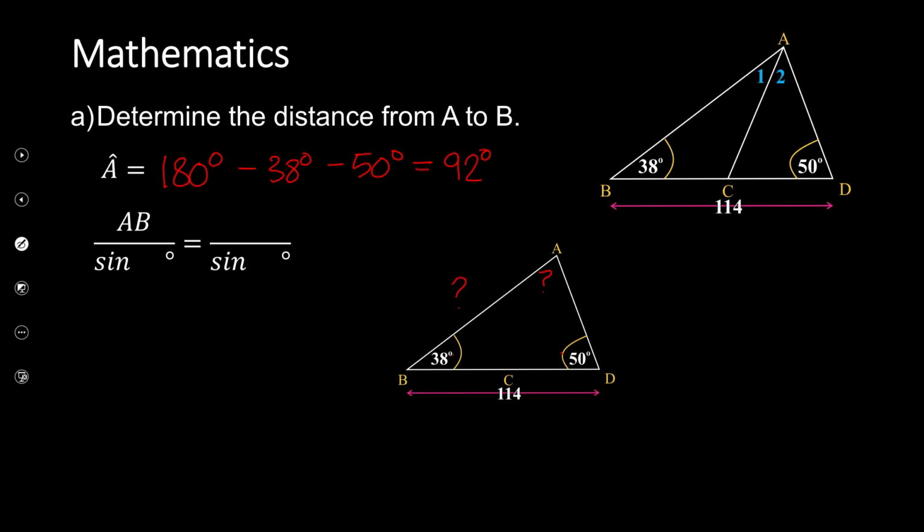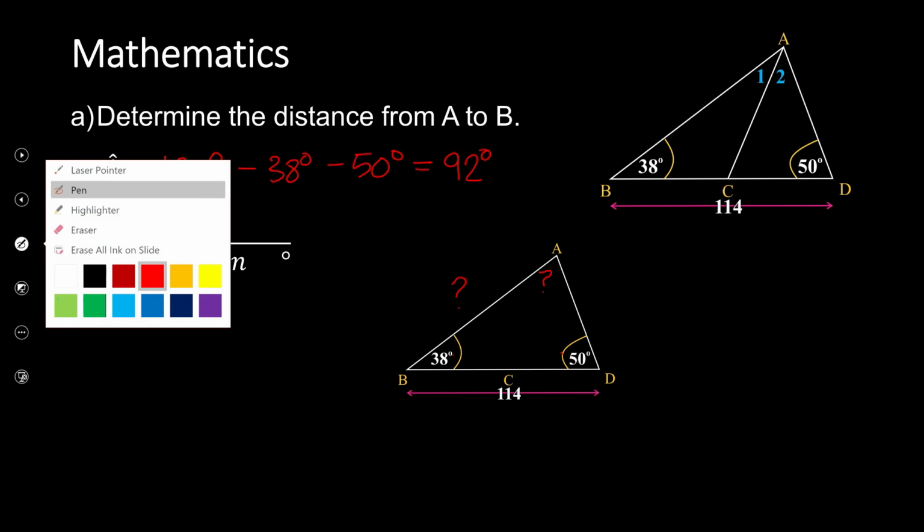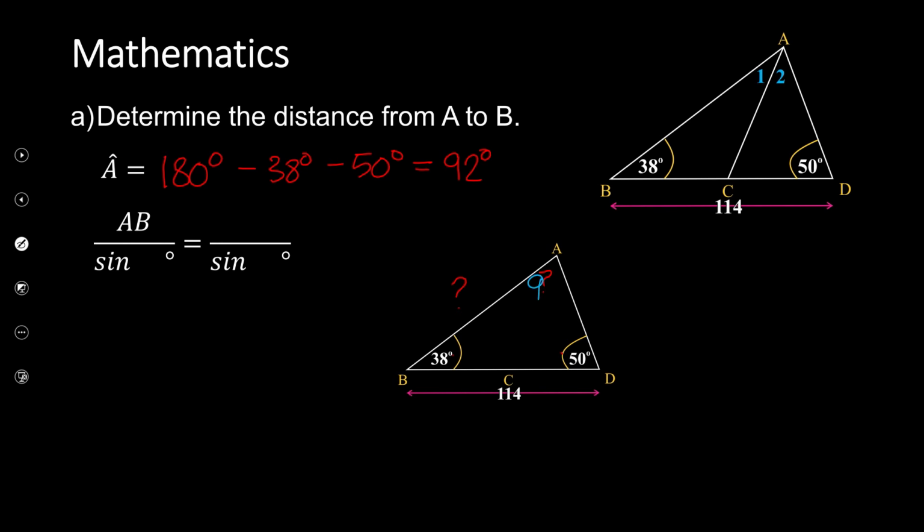Once we found that, we can use the sine rule now, because we know that this angle here is 92 degrees. Now we're going to use the sine rule. There's our full pair and that's our half pair. So let's begin by writing what we need. We want to find AB. So we write sine of the angle across from AB, which is 50, and then we use our full pair. The length of our full pair that's given is 114, and the angle across from 114 is 92, so we're going to put in 92 degrees there.